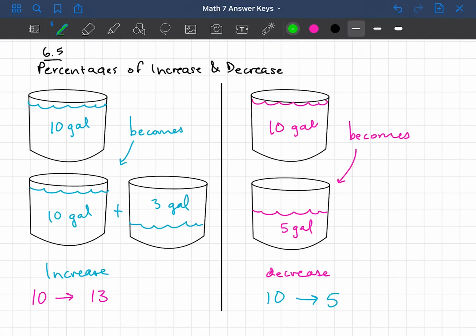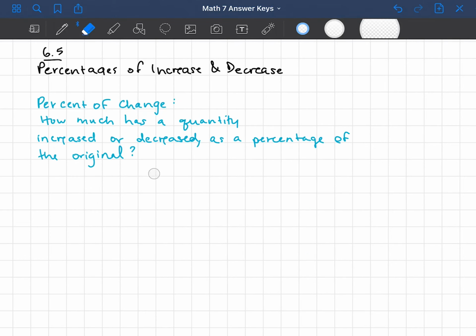So the type of problem we'll be answering is, okay, if this was 100%, because this is the amount we started with, by what percentage did we increase if we end up with 3 more? If we go from 10 to 13, what percent increase is that? Or we could be saying, okay, if we started out with 10 gallons as 100%, the starting amount, and we drained all the way to 5 gallons, what percent was decreased or removed from the original amount if we go from 10 to 5? So when we're asking ourselves what's a percent of change, we're asking ourselves how much has a quantity increased or decreased as a percent of the original.